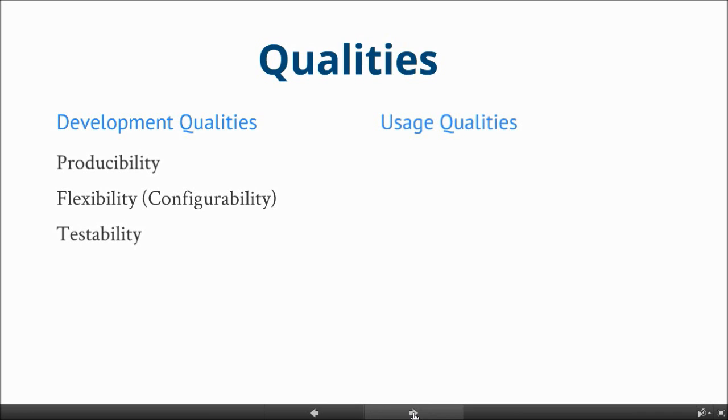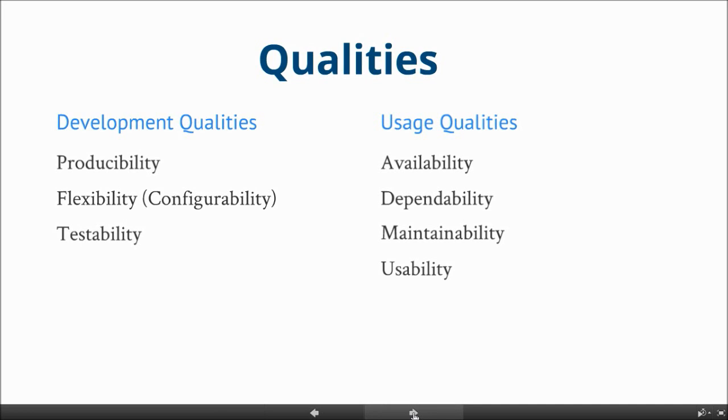Other qualities would be usage qualities. These look like availability. We already talked about the availability of a system. Dependability: how often does it break? And again, you can bring that down to a finite number. You can talk about maintainability. How easy is it to maintain? What's the skill level of a person who has to maintain it? Usability really goes into the intuitive nature of the product.